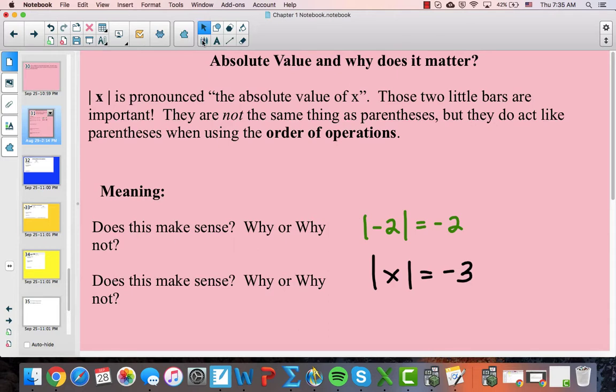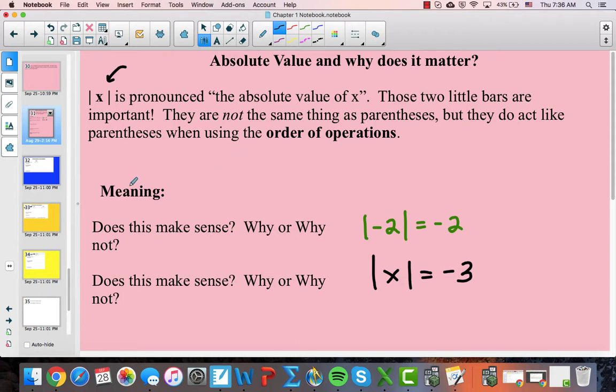Hi everyone. So today's lesson is on absolute value: why does it even matter and what is it? In Algebra 1 and pre-algebra, you should have learned about absolute value. These bars right here are pronounced "the absolute value of x." Those two little bars are important. They are not the same thing as parentheses, but they do act like parentheses when using order of operations, okay?